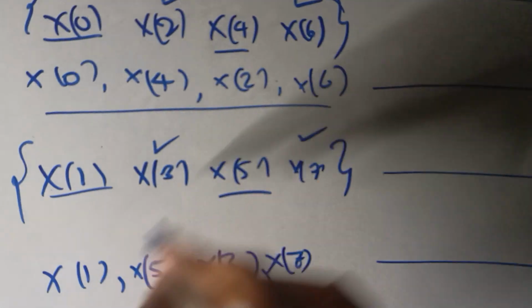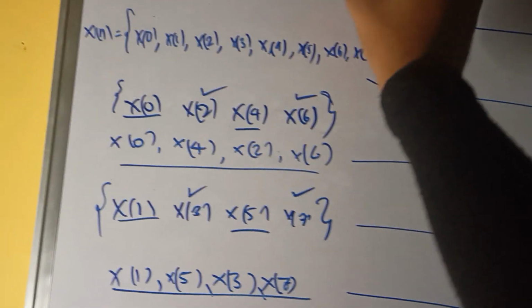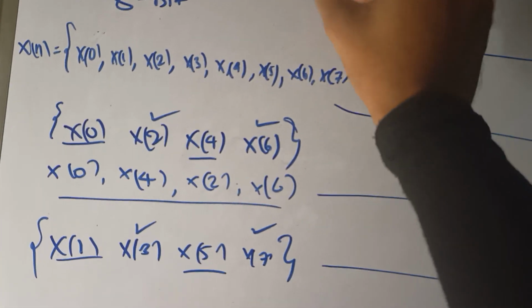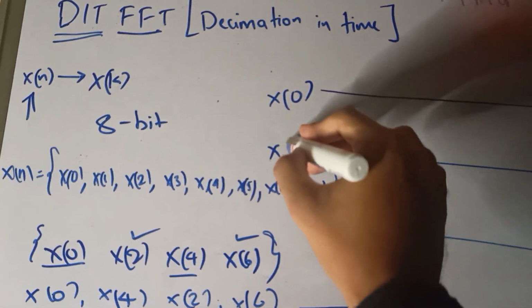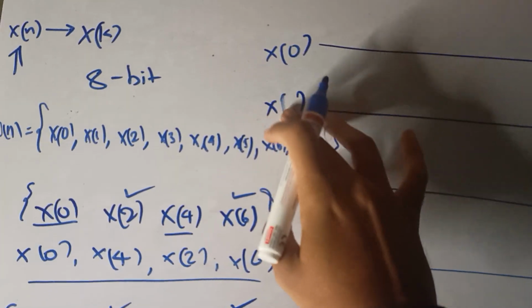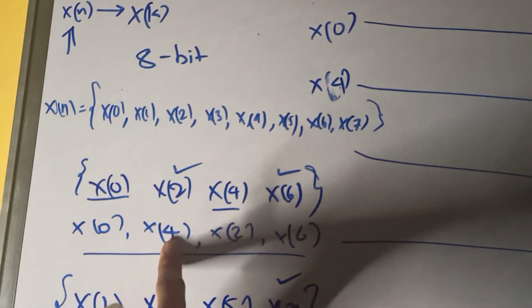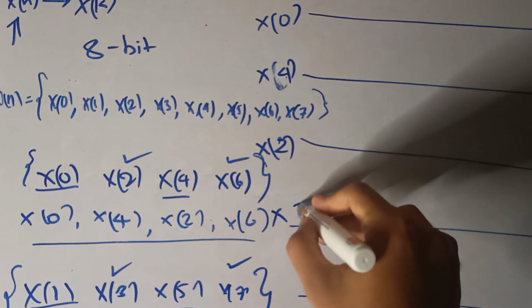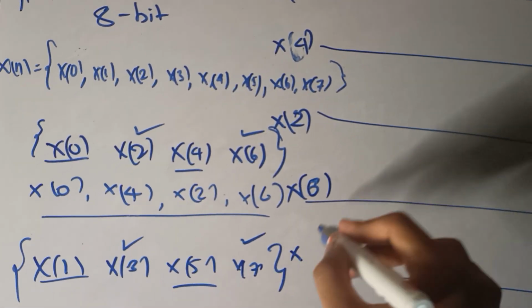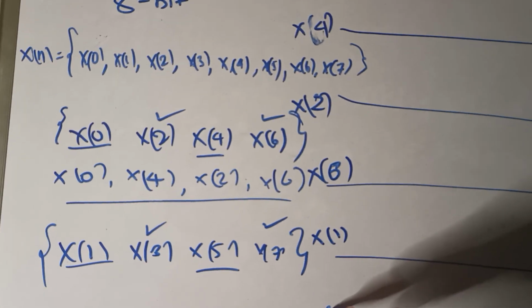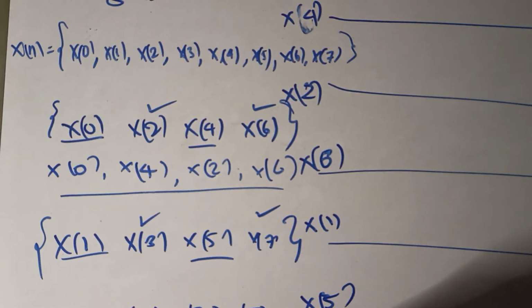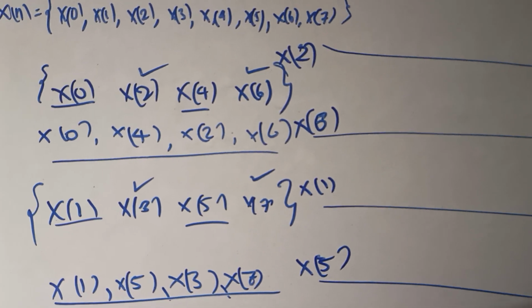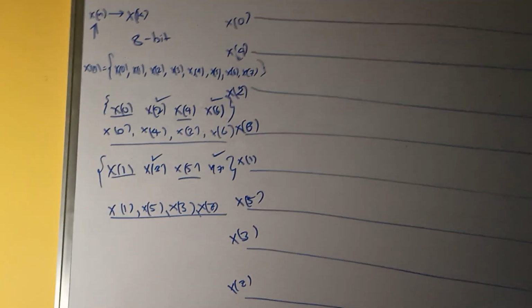In this sequence you need to fill the 8-bit sequence. First draw the 8 lines and start filling according to the decimation terms. First comes x of 0, second comes x of 4, because we have got x of 4 over here. Third comes x of 2, fourth comes x of 6, then x of 1, x of 5, x of 3, x of 7. This is the decimation order for 8-bit.